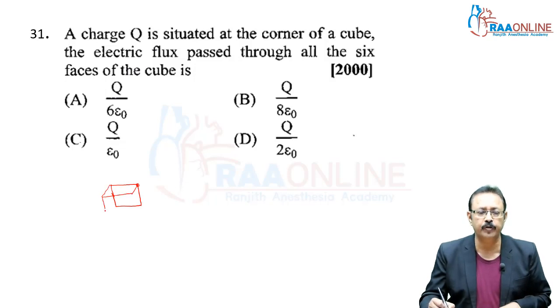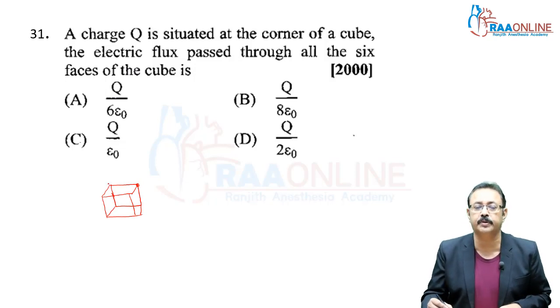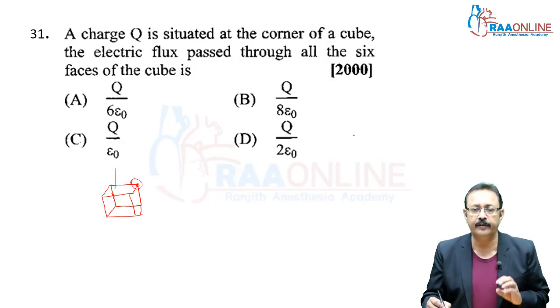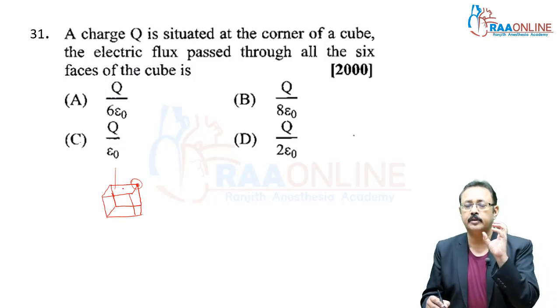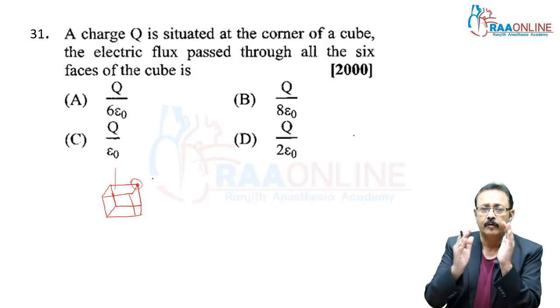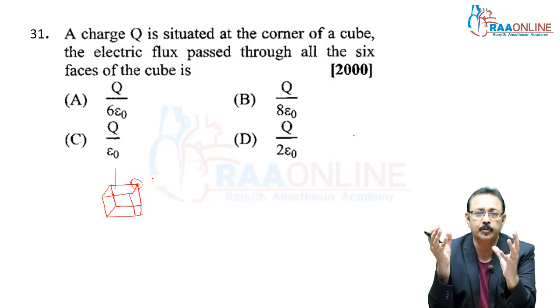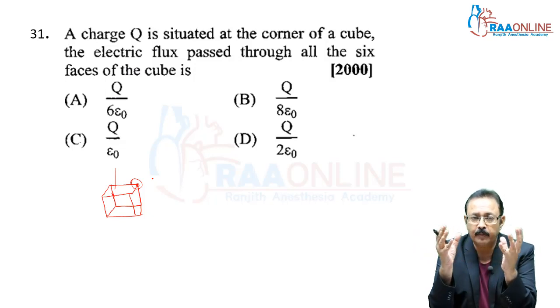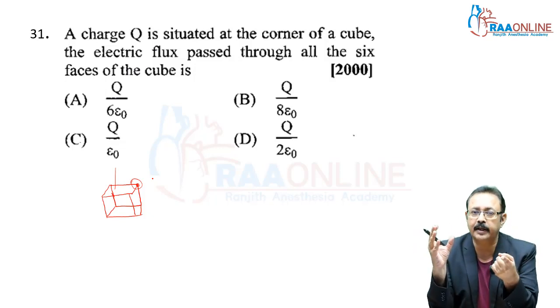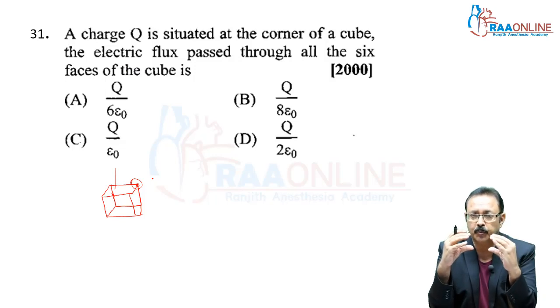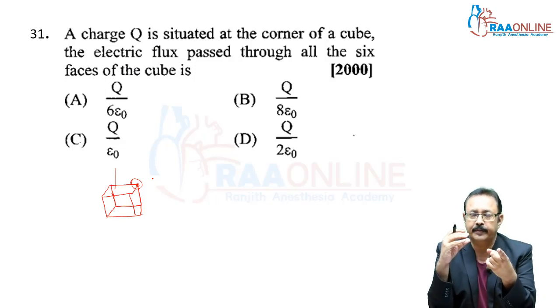See, if you want this charge to be at the center of a system, you can imagine that you have to put 8 cubes. If you use 8 cubes, then it will come at the center. It means the total flux Q upon epsilon naught will pass through all 8 cubes. Now it is at the center.